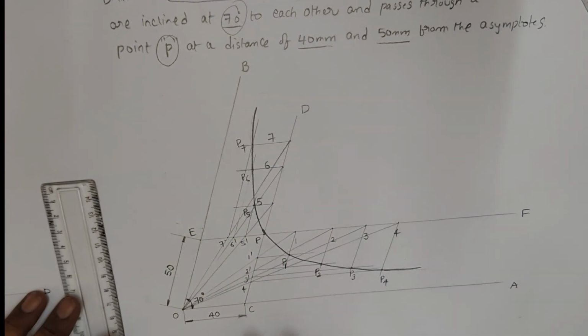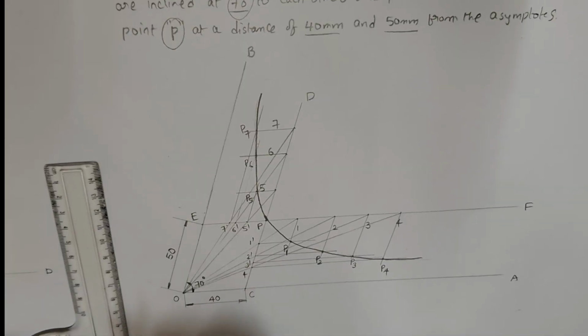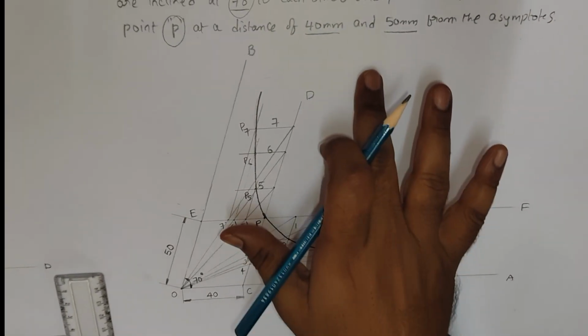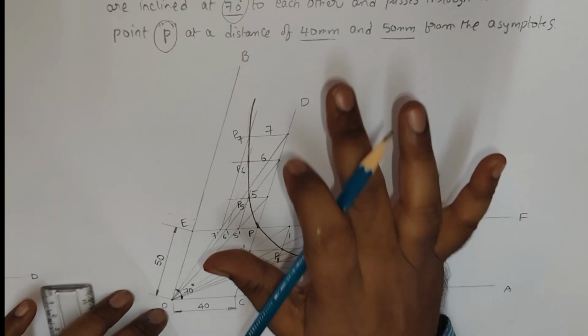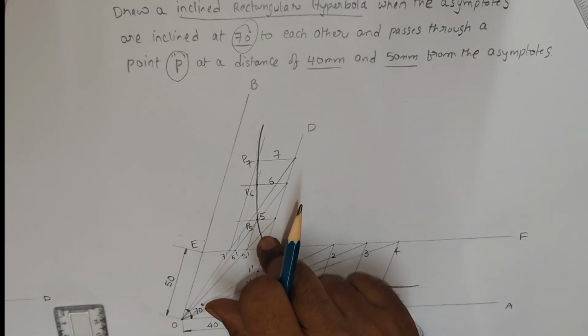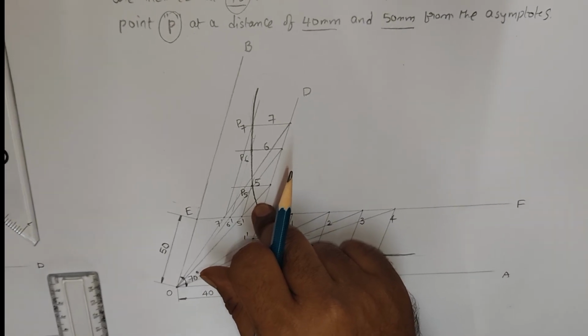So this is an inclined rectangular hyperbola. This is a rectangular hyperbola and this is an inclined rectangular hyperbola. See, in the question they are not asking for tangent and normal. No need to draw a tangent and normal for the inclined rectangular hyperbola. But for a rectangular hyperbola, you compulsorily have to draw the tangent and normal. They will ask for the tangent and normal at some distance. Okay.